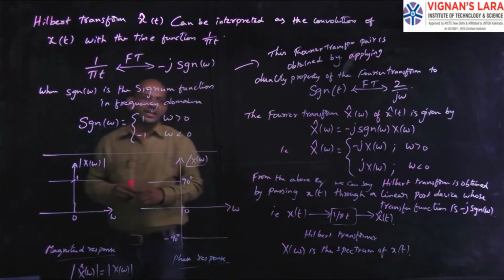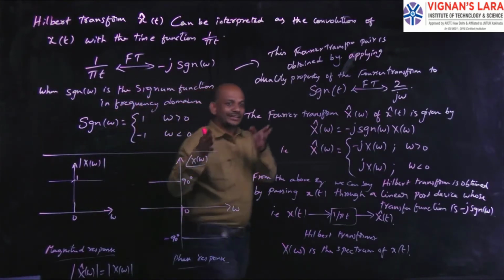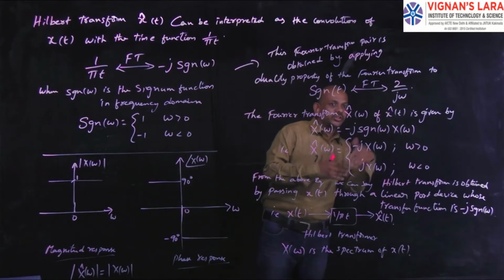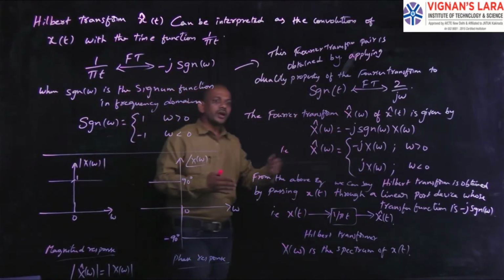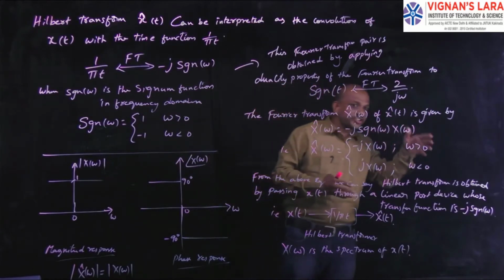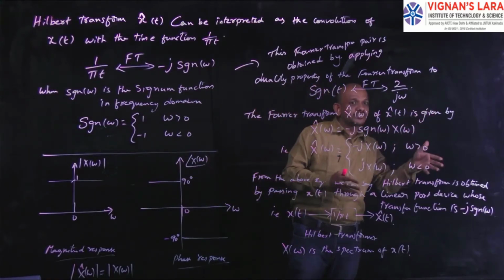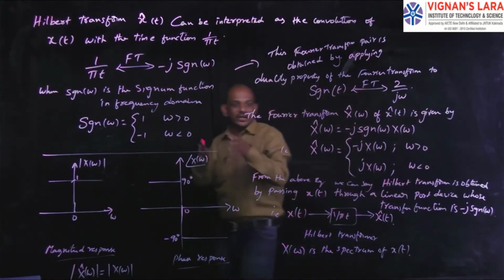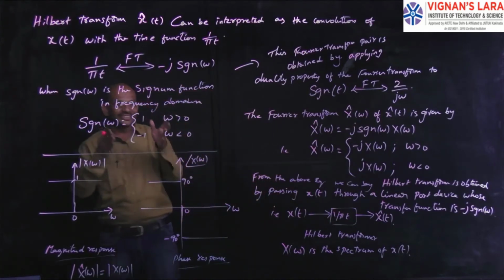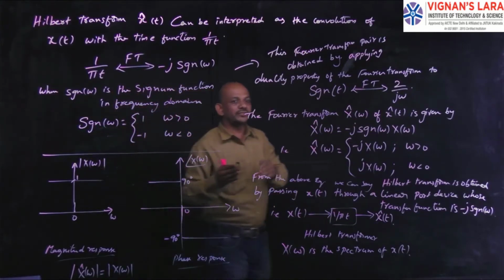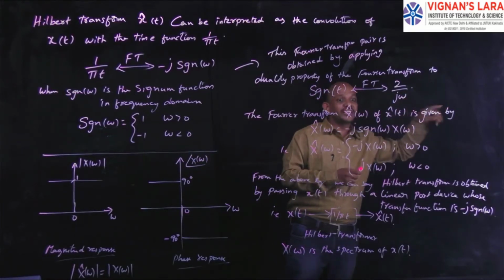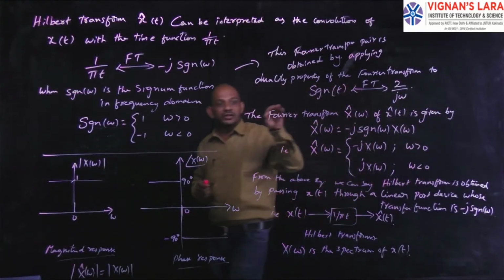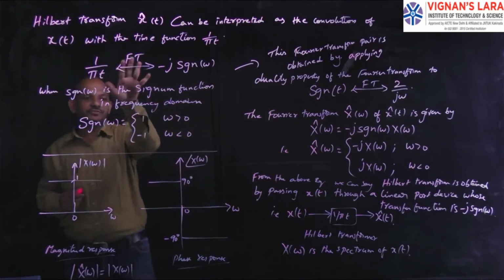What this says is that convolution in time domain will be transferred to multiplication of the Fourier transforms in frequency domain. So convolution of the signals in time domain will be transferred to multiplication of the Fourier transforms in frequency domain. For that purpose, here I am finding the first Fourier transforms.